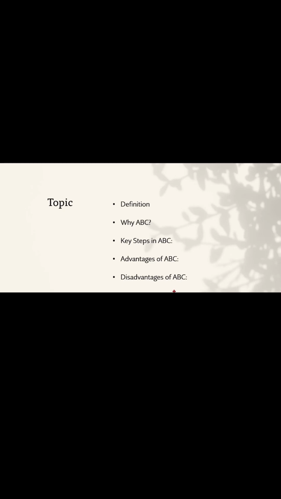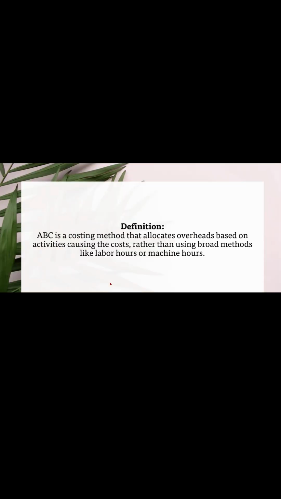So as I mentioned at the start of this video regarding ABC, let's understand what ABC is. ABC is a costing method, one of the costing methods, that allocates overhead based on the activity causing the cost, rather than using broad methods like labor hours or machine hours. So let's go back to before the concept of ABC.